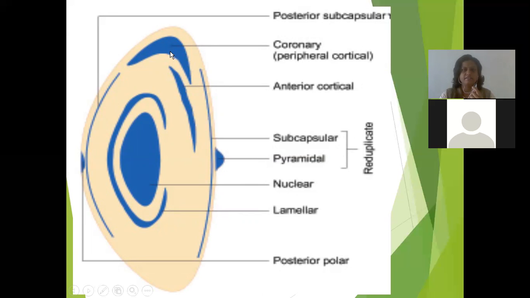This is a coronary and peripheral cortical cataract. This is an anterior cortical cataract. This is a subcapsular cataract. This one is a pyramidal cataract. This is a nuclear cataract. This is a lamellar cataract. This is a posterior cataract. That is posterior polar cataract.